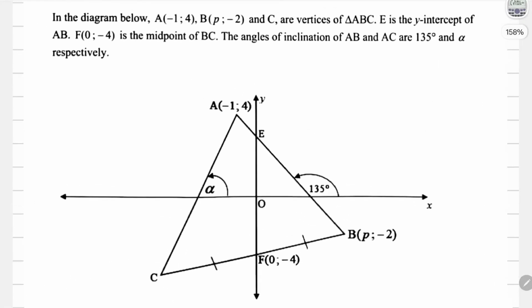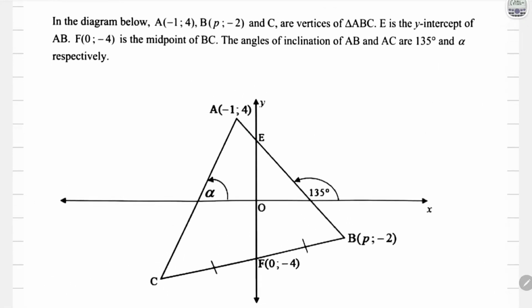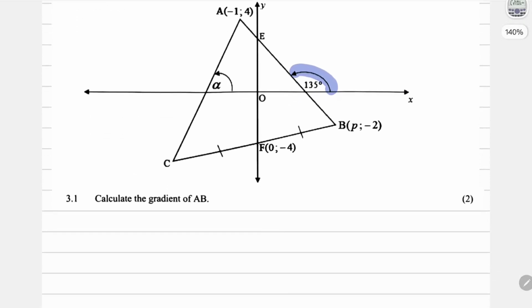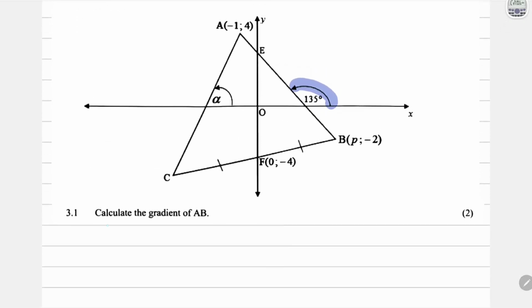Okay, let's look at the line AB, A to B. Do you see that B is missing? So there's no way you can find the gradient by using the gradient formula. However, you see that we have 135 degrees. That is the angle of inclination of AB, and we can actually use that to find the gradient. So this is what we can do.